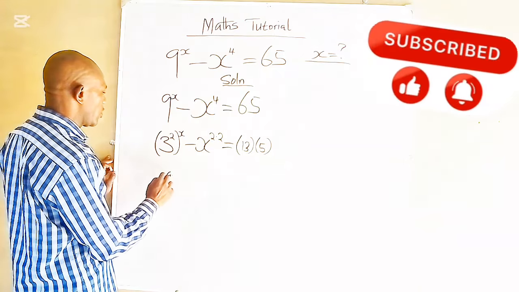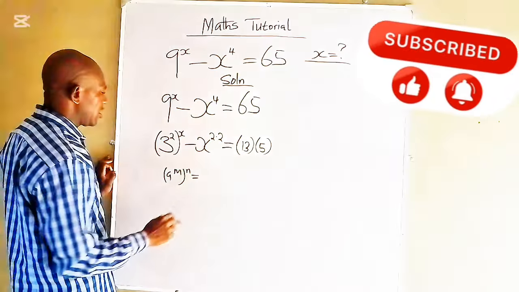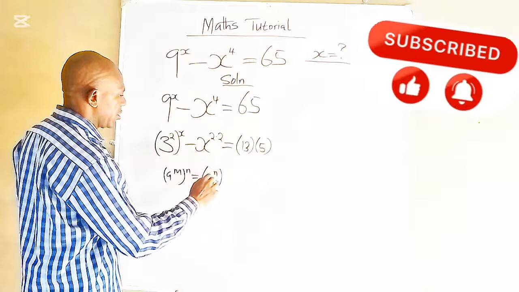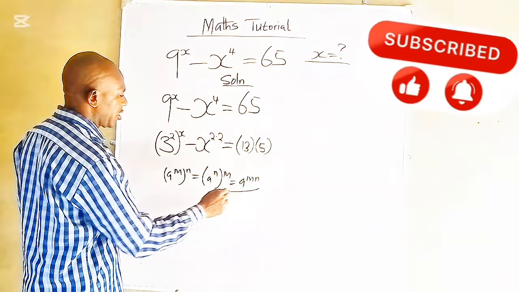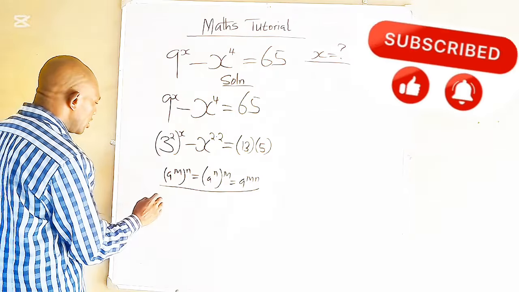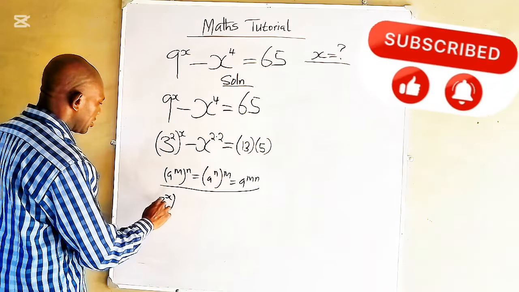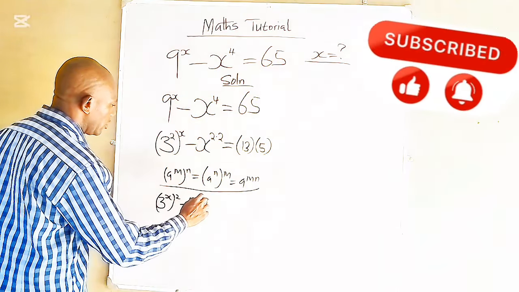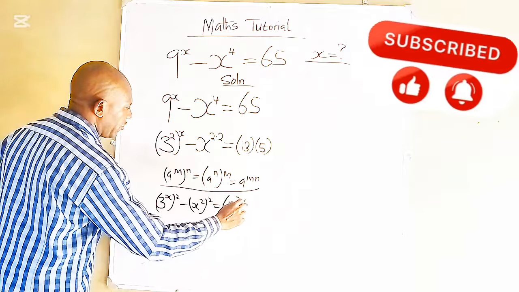Right, at this point you also know that a raised to power m in bracket, raised to power n, is the same as a raised to power mn. Please take note of this, right? So at this point I'm going to break it now. 3 raised to power x outside, minus x raised to power 2, is equal to 13 times 5.